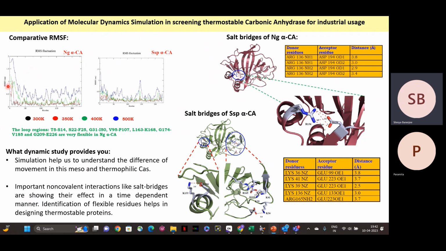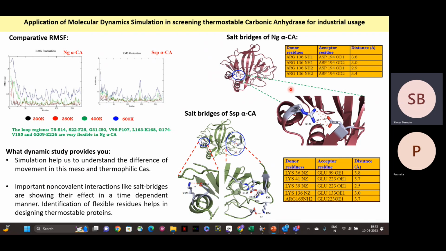Similarly, if RMSF is compared, you can see that for the Ng species, as the temperature is increasing, the protein is greatly fluctuating, meaning that the backbone is becoming more and more unstable. But for the SSP species, which is thermostable, at high temperatures, the backbone is comparatively more stable.